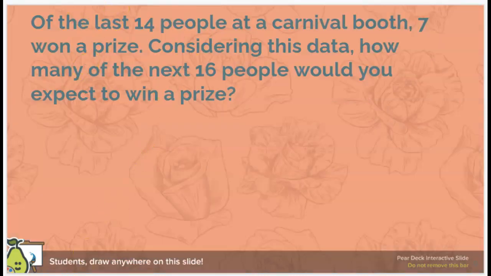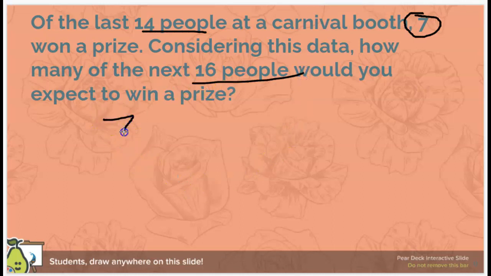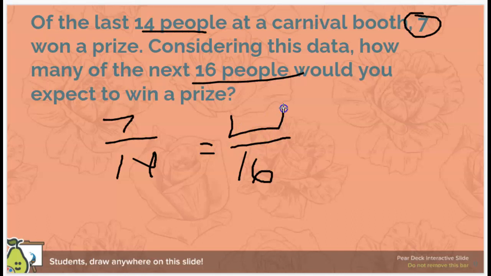Okay, of the last 14 people at the carnival, 7 people won a prize. Considering this data, how many of the next 16 people would you expect to win a prize? Well, we know 7 win the prize out of 14. And we know that there's going to be 16 people that are playing, so how many are going to win a prize?